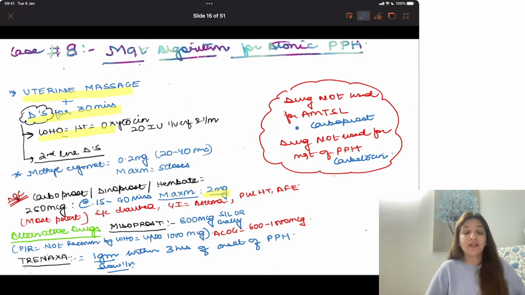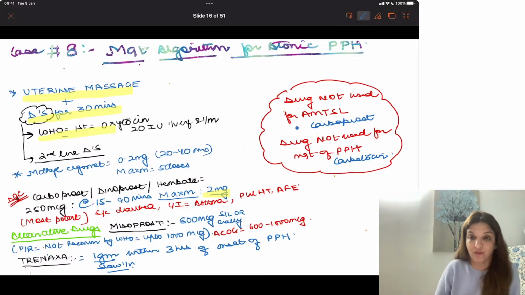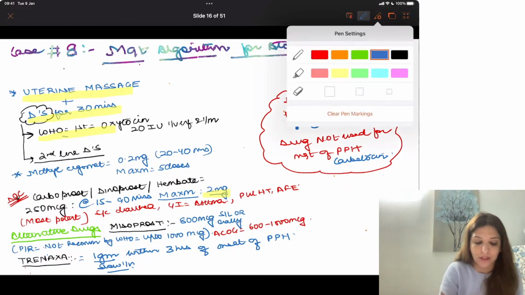Now, the next important topic on which they ask you the management part and the algorithm part which you have to know is for Atonic PPH. This is again a very, very important algorithm. Whenever you have a patient of Atonic PPH, the first step is you have to give uterine massage. Please remember, uterine massage is no longer a part of active management of third stage of labor. Now it is a part of treatment of PPH. So you are going to do uterine massage plus you are going to give uterotonic drugs, and this you are going to continue for 30 minutes.